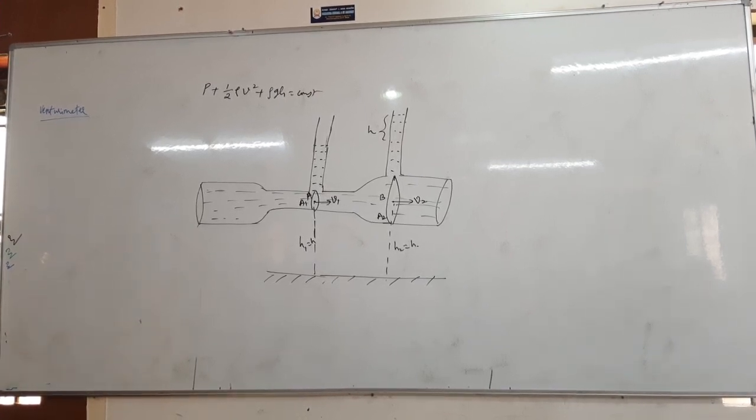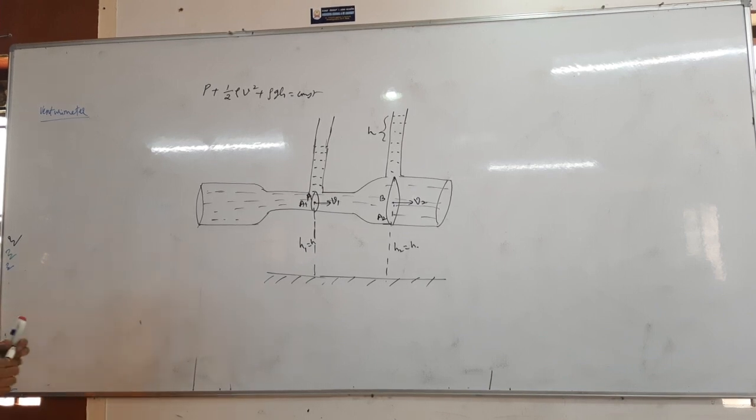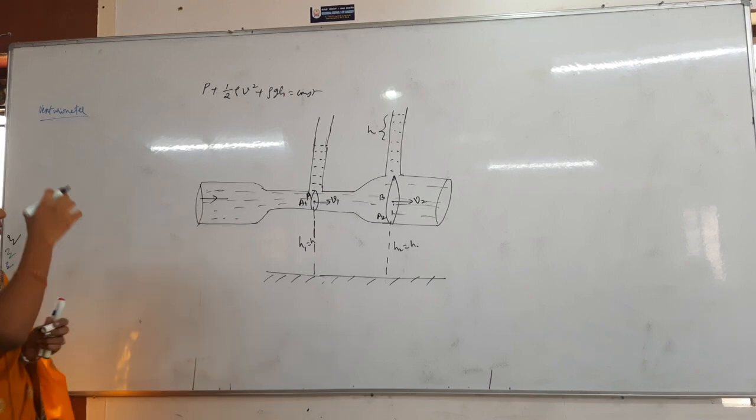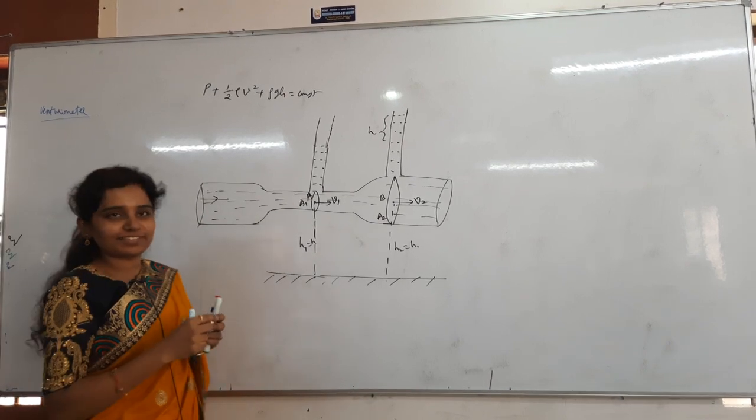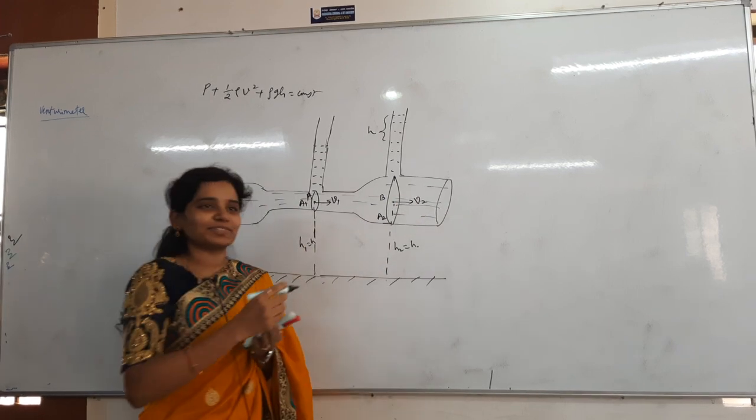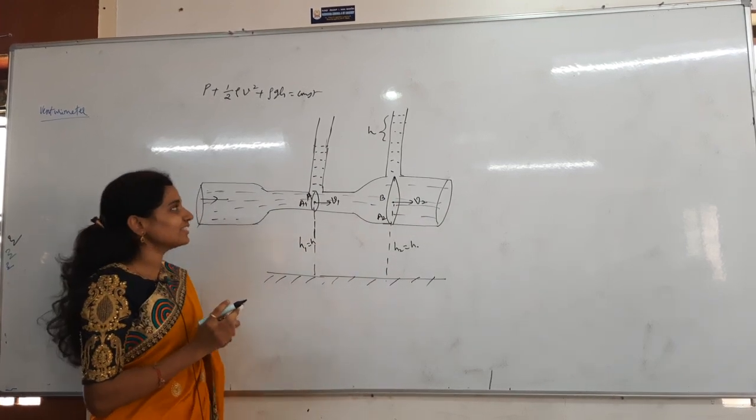Now you change the diagram again. Draw the previous one. See that fluid is flowing from this side to that side. In the previous diagram, what you can do is draw the arrow in this direction. Then you can get the same answer only.